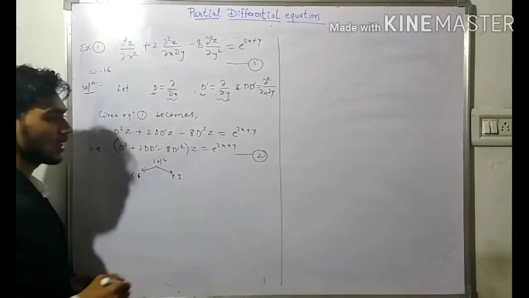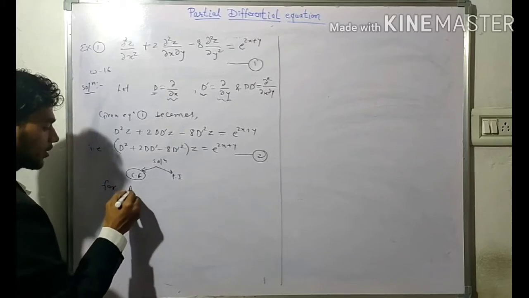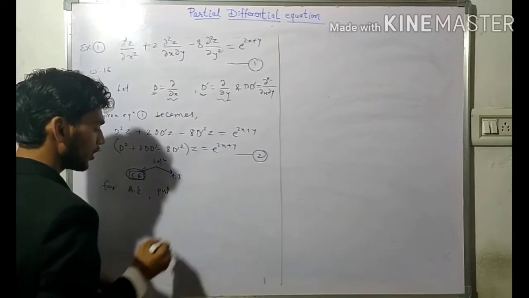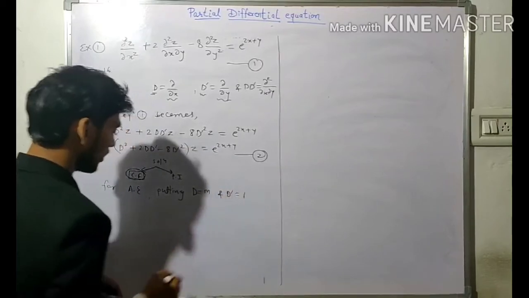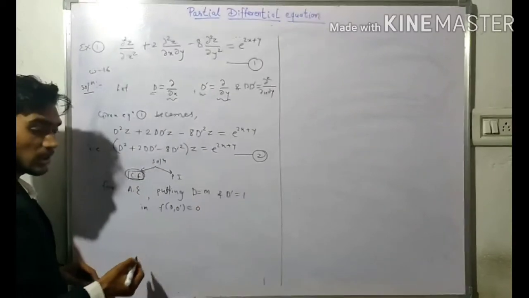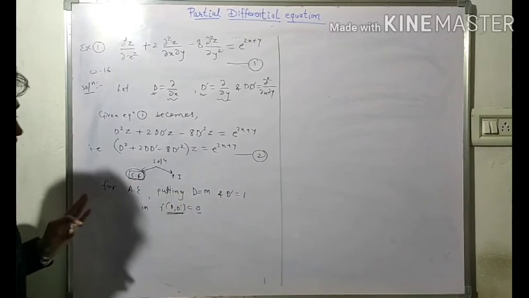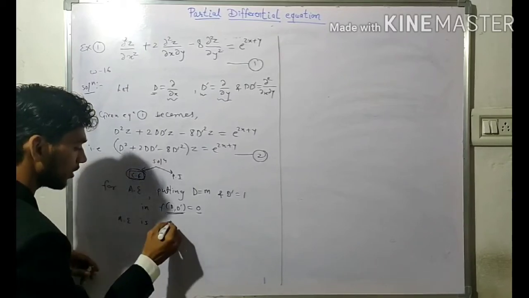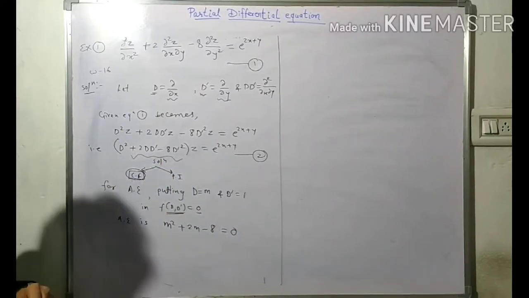and second particular integral. Okay, so in order to find the complementary function, we will first find the auxiliary equation, which is obtained by putting D equal to m and D' equal to 1 in f(D, D') equal to 0. That is, we initially equate f(D, D') to 0 and then replace D by m and D' by 1. So we will get the auxiliary equation. Auxiliary equation is m² + 2m − 8 = 0.